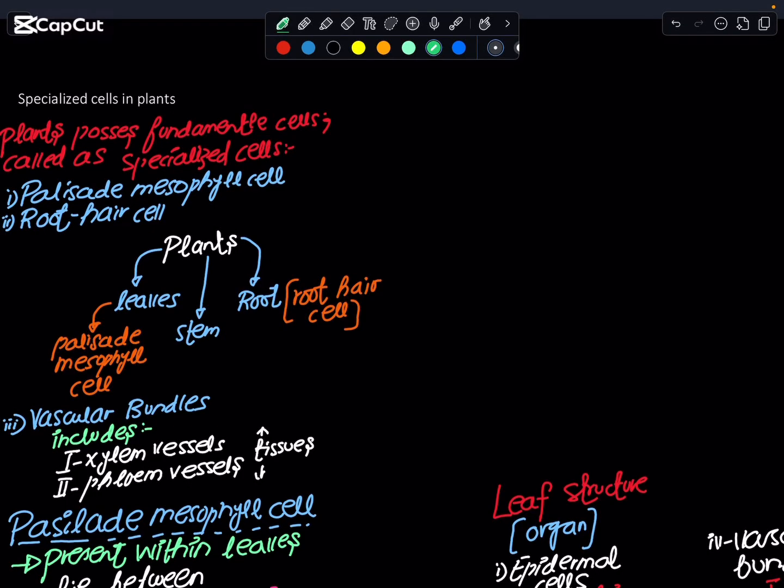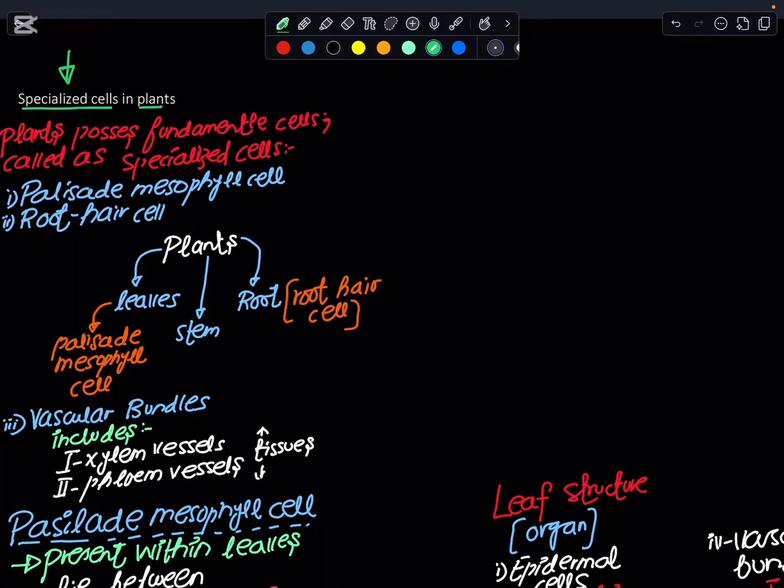So here we are back with another lecture, and in today's lecture we will talk about the specialized cells that we have in the plants. Now, our idea of specialized cells is that they have a different structure, and it allows them to perform a different or a particular function.